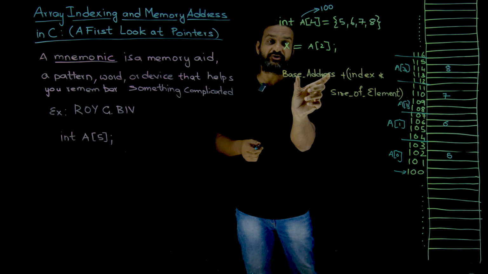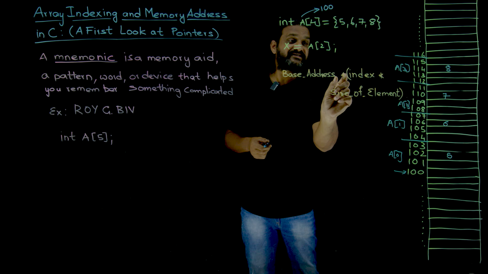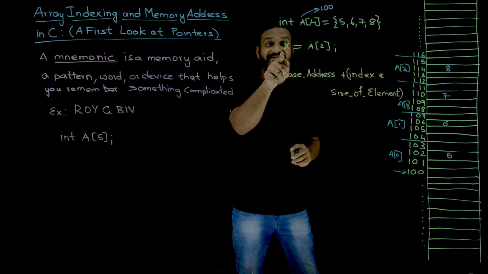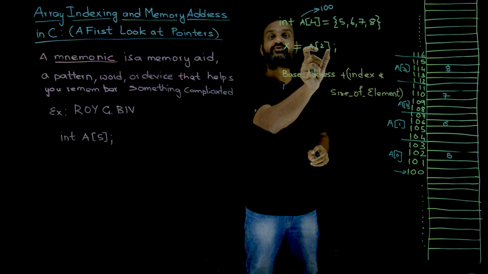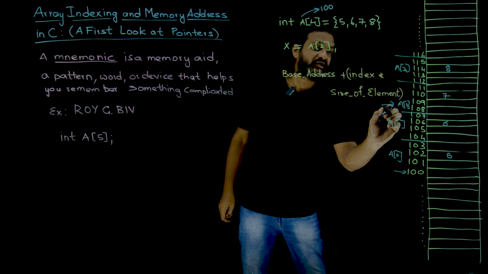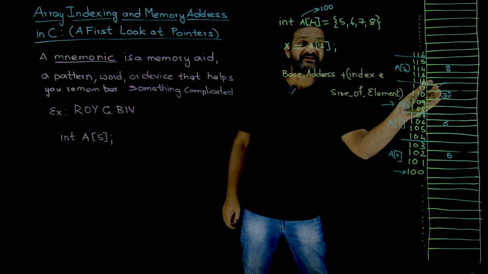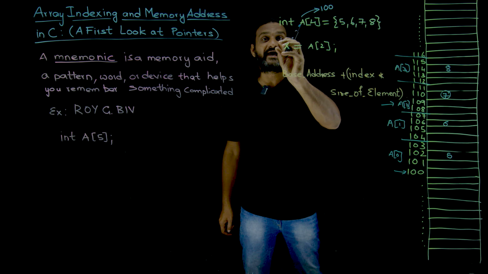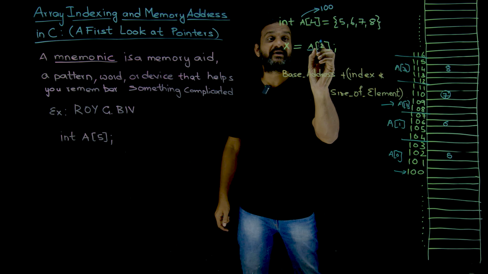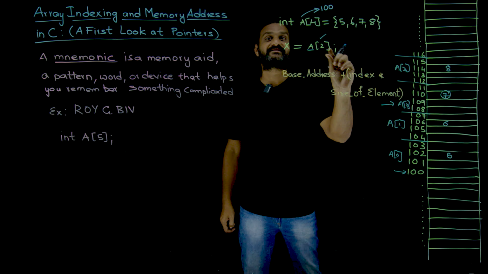This is the formula used by the compiler: base address, which is this 100, plus index into size of an element. So consider this second operation, x is equal to a of 2. What is that a of 2? The element is 7. I want this 7 to be accessed and stored in x. Now how are the calculations done using the array name and index? That is what we call array indexing.